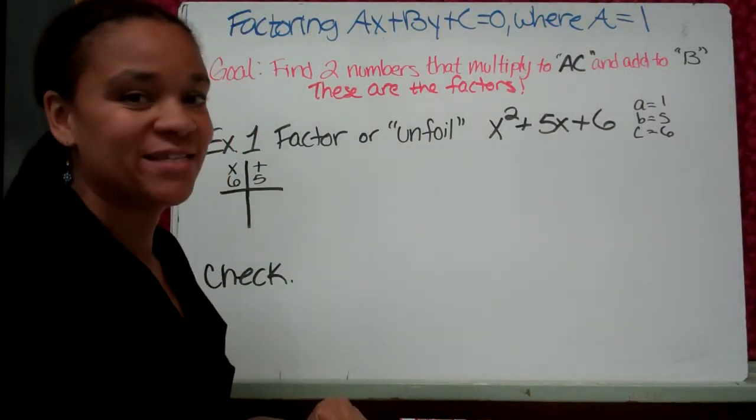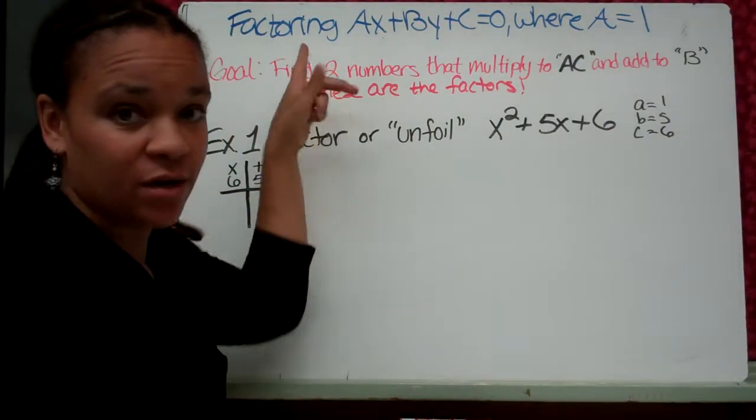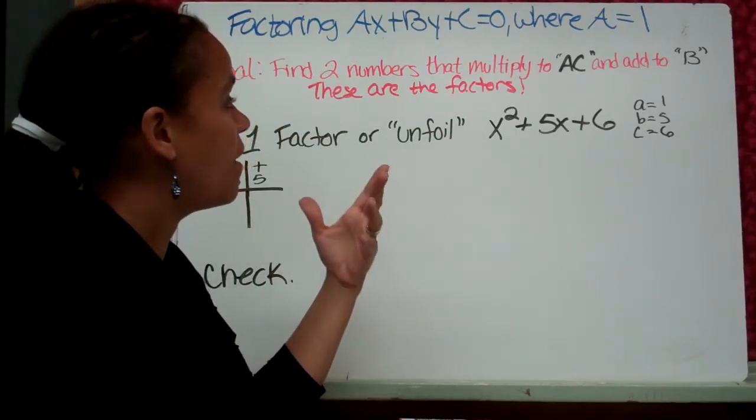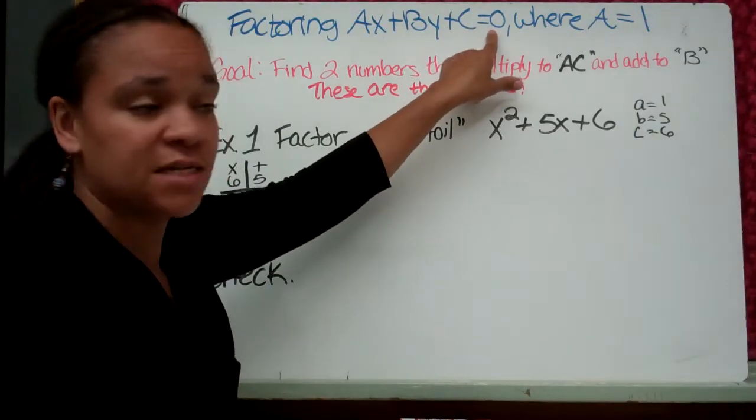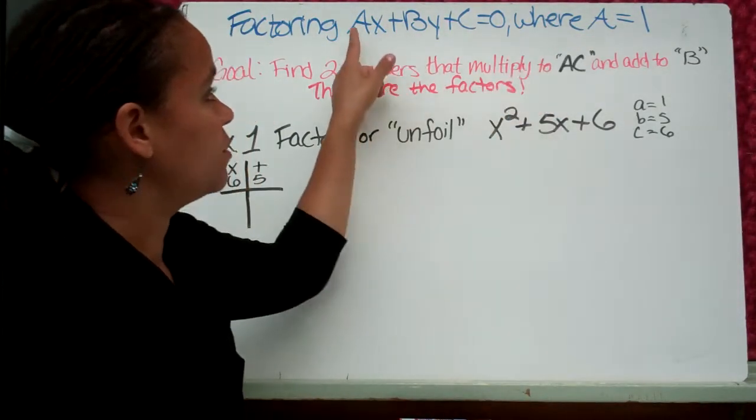Hi, it's Mrs. Pope, and today we're going to be talking about factoring. We keep hearing about this factoring, and today we're talking about factoring ax squared plus bx plus c is equal to 0, where a is always equal to 1.